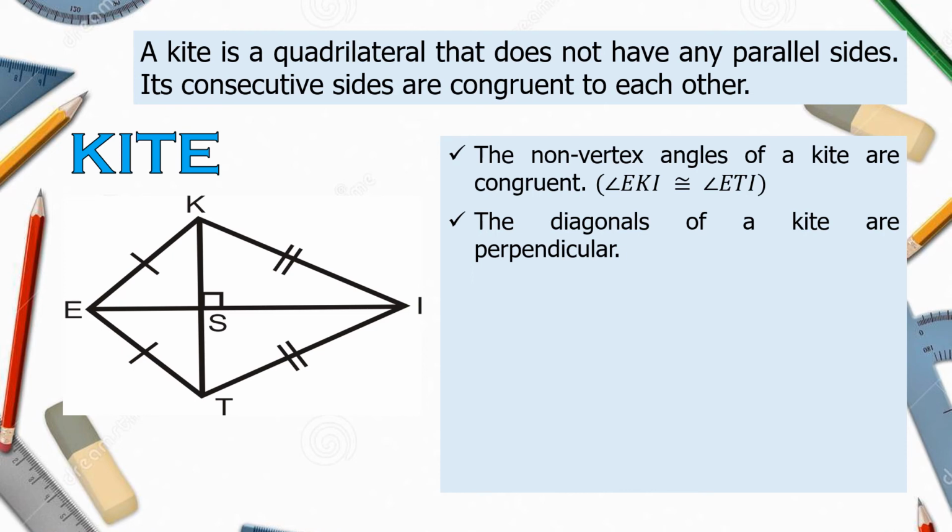Next one, the diagonals of a kite are perpendicular. So, kagaya ng square at rhombus, nung nagtagpo ang dalawang diagonals, naka-form sila ng 90 degrees.